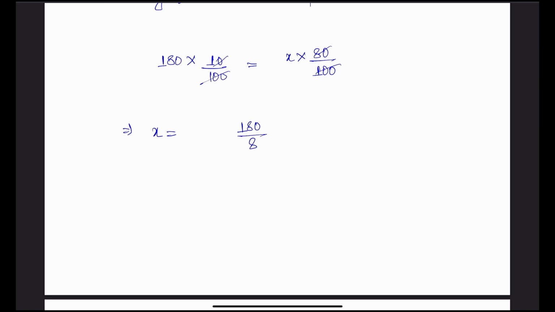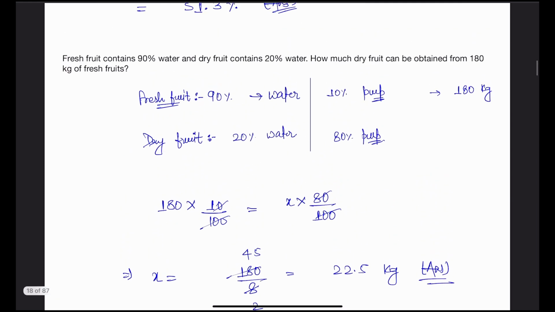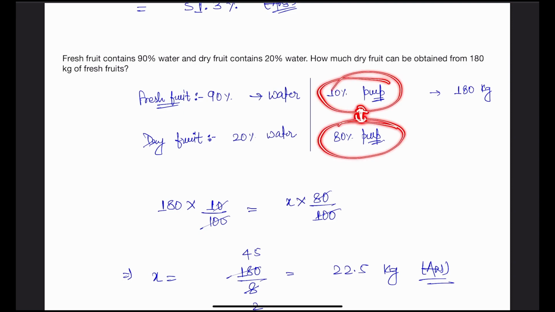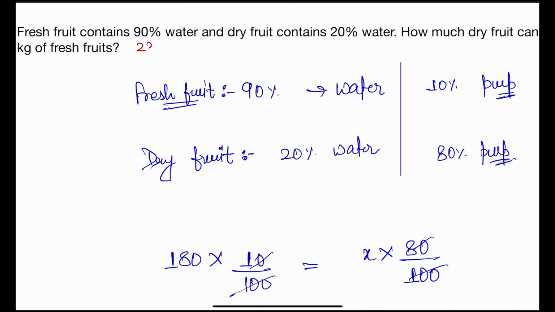So this will be nothing but 22.5 kg, the answer. So don't try to approach this question by the water, because water is changing. You cannot bother about something which is changing. You can only equate two things which are equal. So the pulp will be equal for both of them: 22.5. Moving on to the next one.